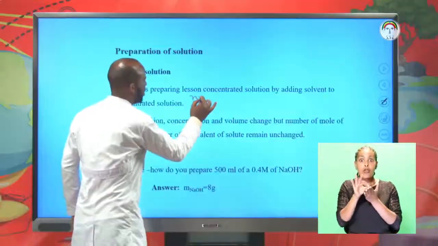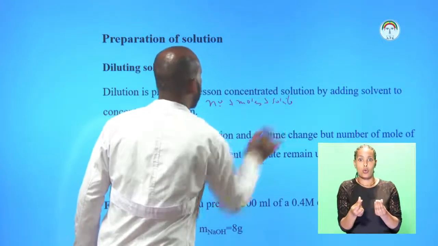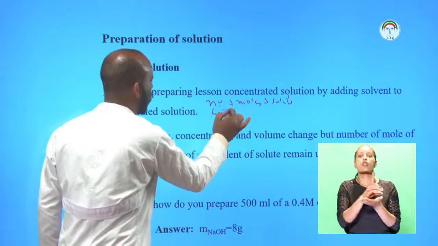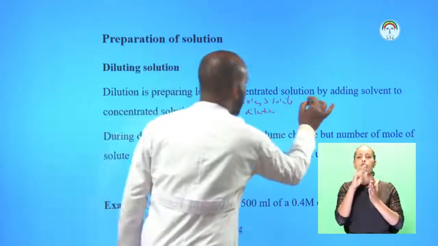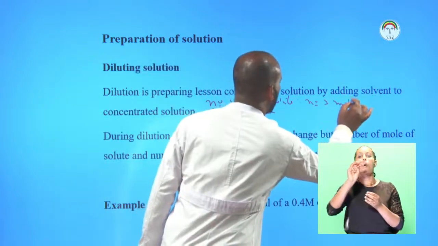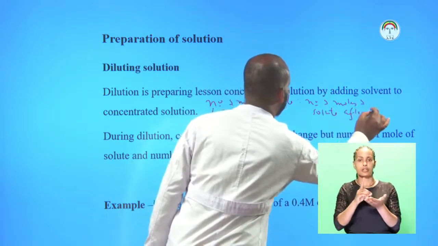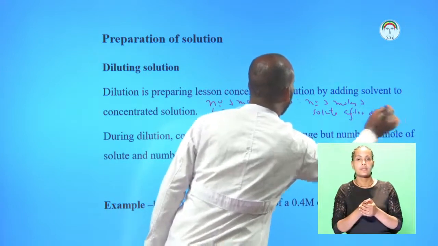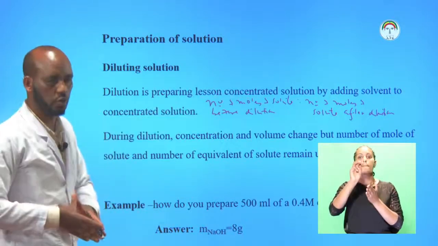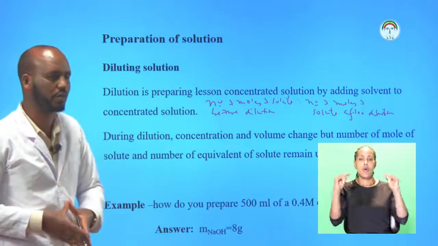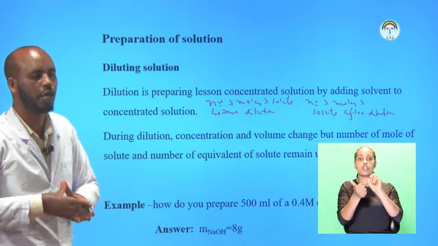Number of moles of solids before dilution equals number of moles of solids after dilution, because in the process of dilution, the number of moles of solids and the number of equivalents of solute is unchanged. Only the concentration and volume of the solution are changed.